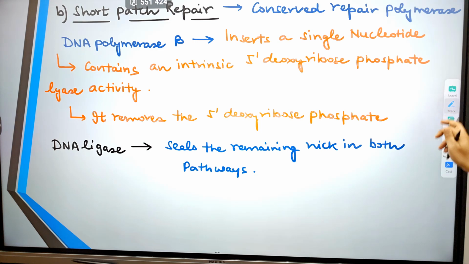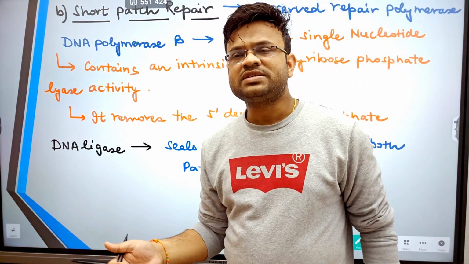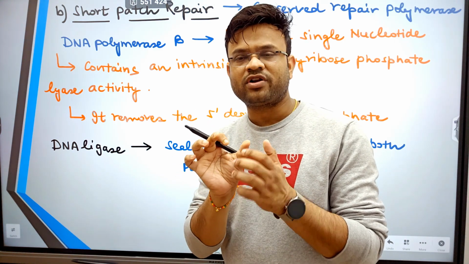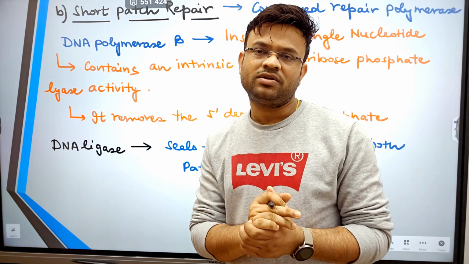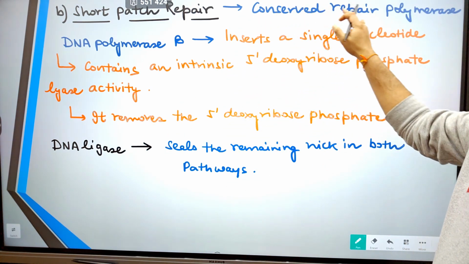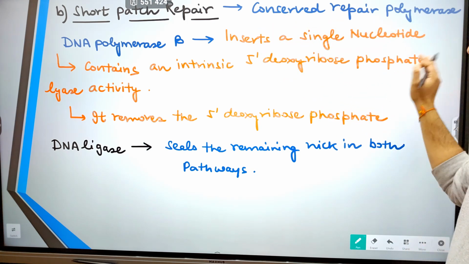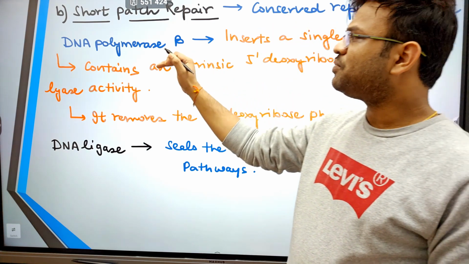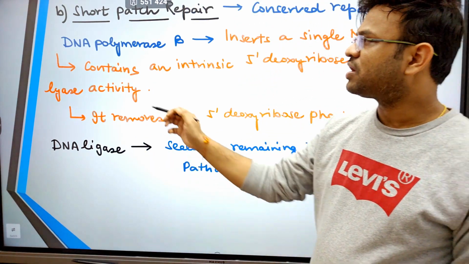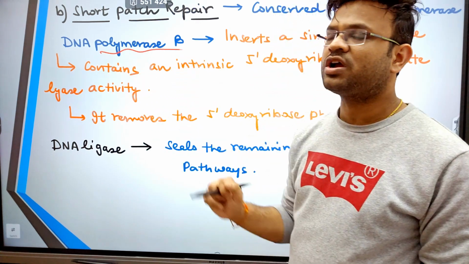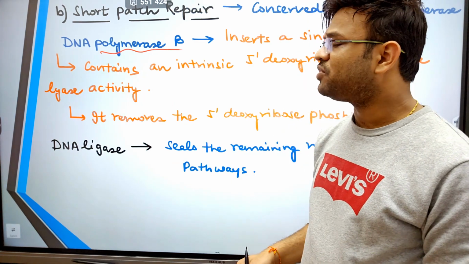you can also do the repair by short patch repair. Now obviously short patch repair would be for repairing only a small area on the DNA. So how can this be done? Conserved repair polymerase would be used over here, and DNA polymerase beta is the main enzyme. In the previous example, we were talking about long patch repair, and DNA polymerase delta and epsilon. But over here, we are using DNA polymerase beta.